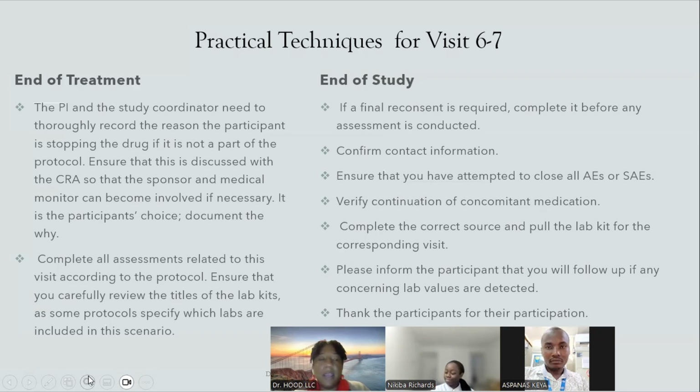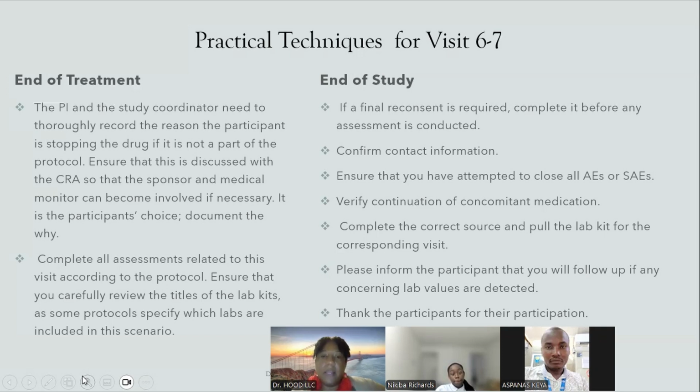If they reported an AE at visit 3, at visit 4 you want to see if that AE has stopped. If it hasn't stopped, then you want to make sure at visit 5 it has stopped. You want to always attempt to close AEs or SAEs. Please inform the participant that you will follow up if there are any concerns about the lab value.